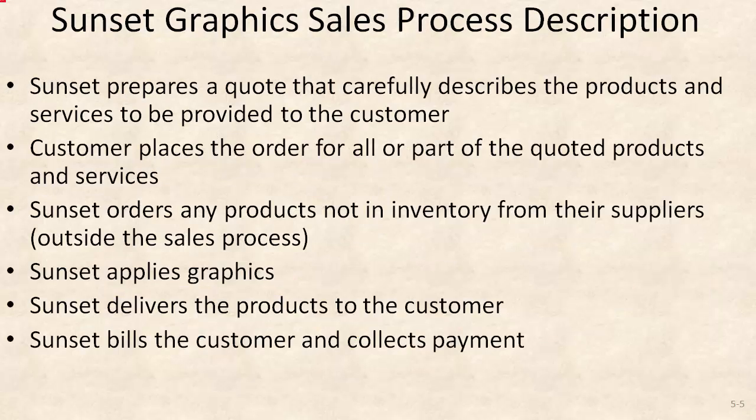Here's a description of Sunset Graphics' basic sales process. First of all, customers walk in, ask about products, and Sunset prepares a quote carefully describing the products and services to be provided. If the customer likes the quote, the customer places the order for all or part of the quoted products and services. At that point, Sunset orders any products that are not in inventory from their suppliers, which is outside the sales process but covered in Chapter 6.